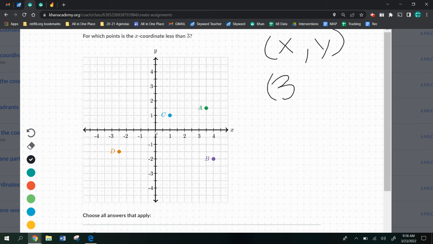So that means I would start at 0 and then I would go to the right 3. But they don't say anything about y, so y can be any number. It can be a positive, it can be a negative, it can be 0. So that means any point on this line.